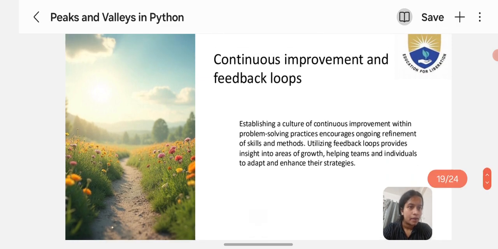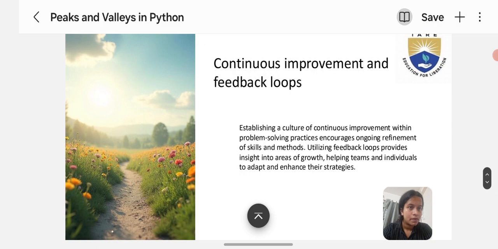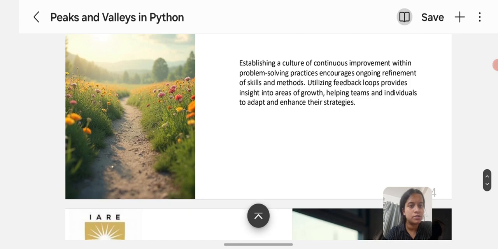Continuous improvement and feedback loops. Establishing a culture of continuous improvement within problem solving encourages ongoing refinement of skills and methods. Utilizing feedback loops provides insight into areas of growth, helping teams and individuals to adapt and enhance their strategies.